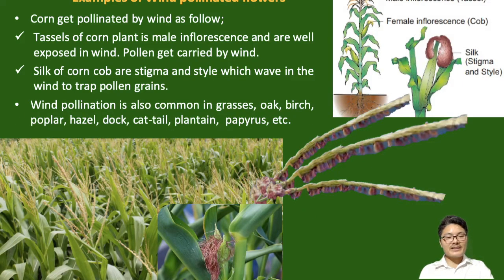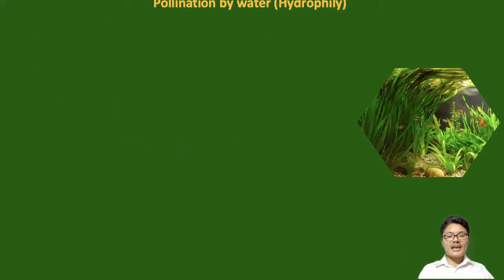We also have other examples of wind-pollinated plants, say grasses, oak, birch, poplar, hazel, dock, cattail, plantain, papyrus, and many others. Now let's look at pollination. Let's discuss pollination by water. Pollination by water is technically called hydrophily.